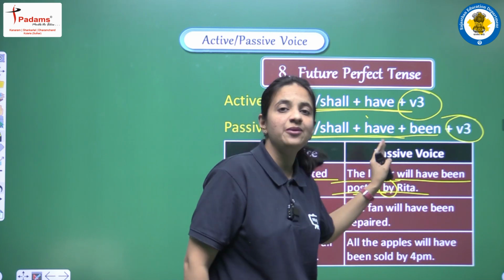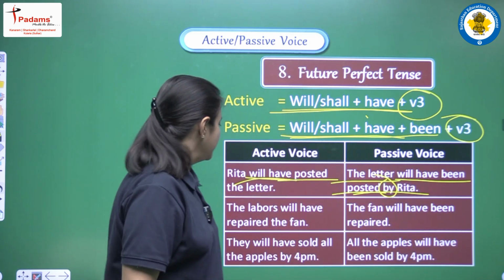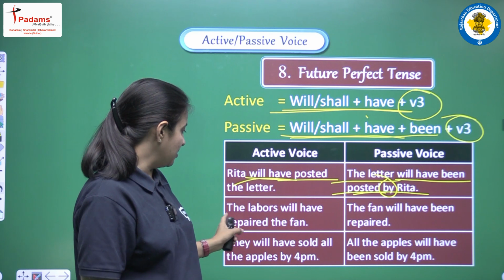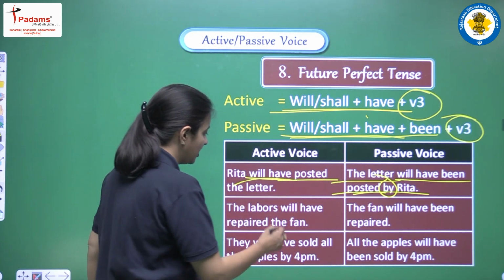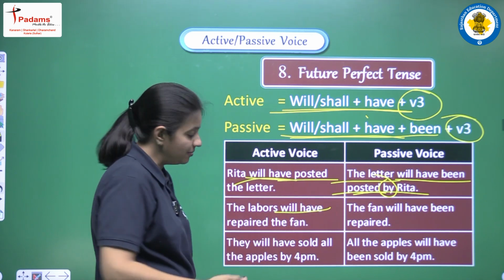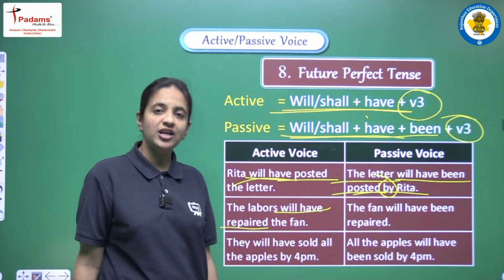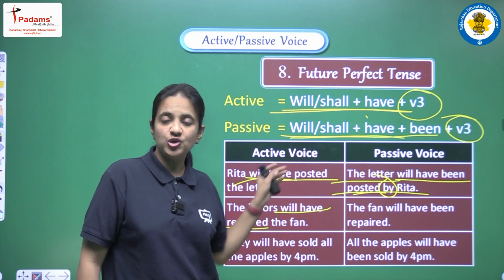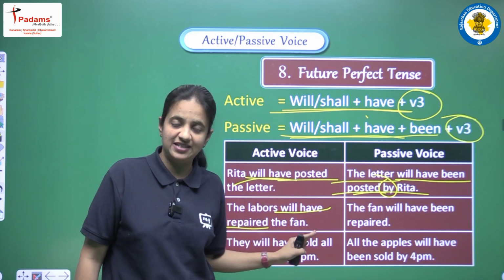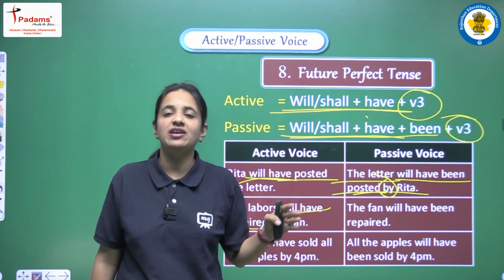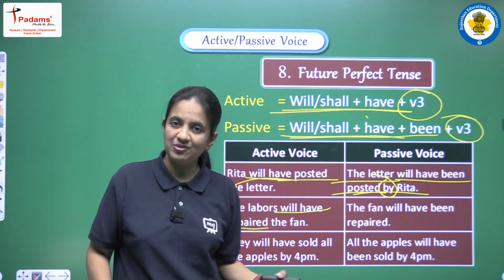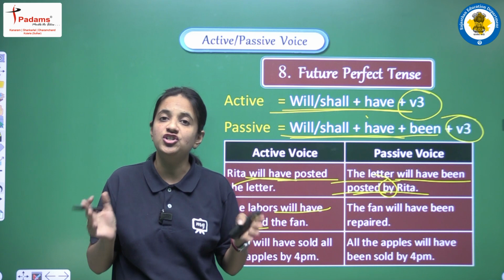Next sentence that we are having here as an example, the laborers will have repaired the fan. Again we are having will have as a helping verb, and we are having the third form of the main verb, that is repaired. So this shows that we are having future perfect tense here. So when we are converting this sentence into passive voice, we know that we have to add been. Our helping verb will be will have been or shall have been.